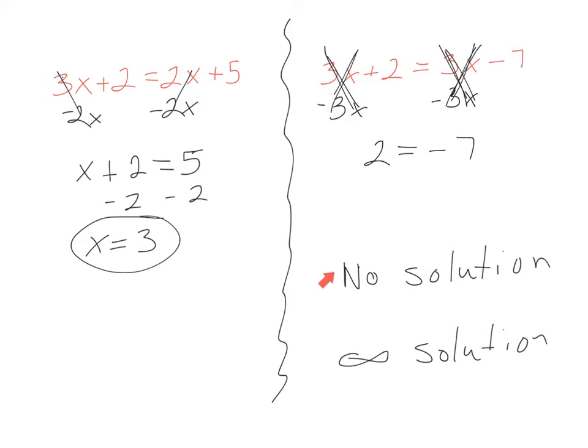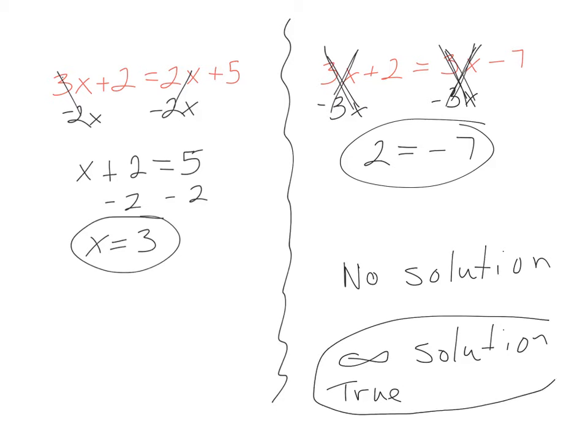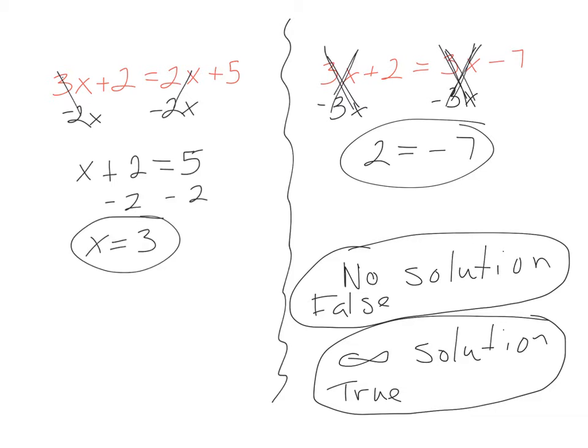Now, how do we tell the difference between when it's a no solution or if it's an infinite solution? Well, it's pretty easy. If what is left is true, it's infinite solutions. If what is left is false, it is no solution. So does 2 equal negative 7? 2 does not equal negative 7. So this is an example of no solution.